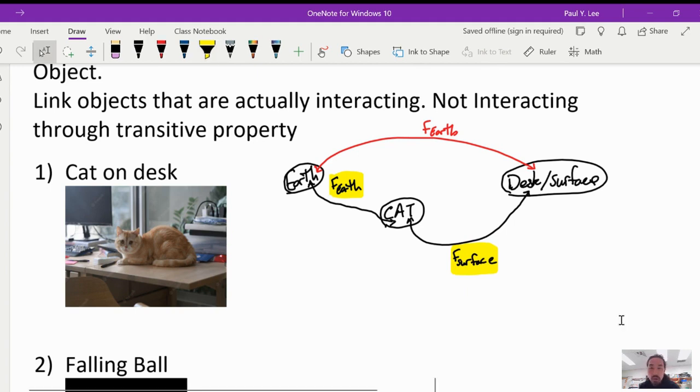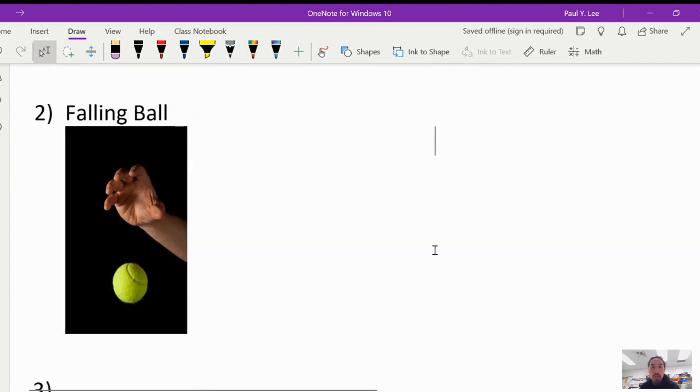Simple enough? Well, we'll see. Let's try the next one. Ooh, a falling ball.